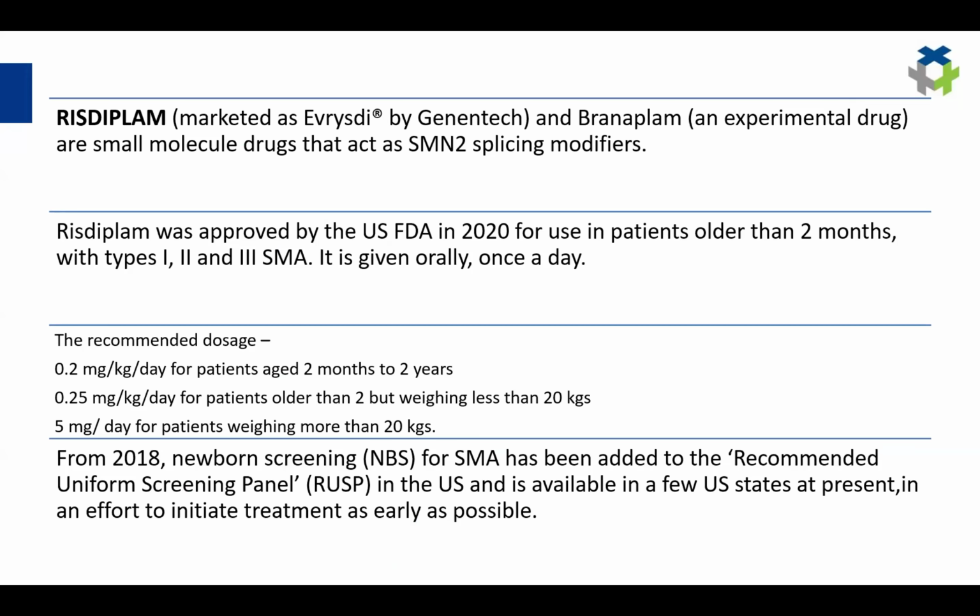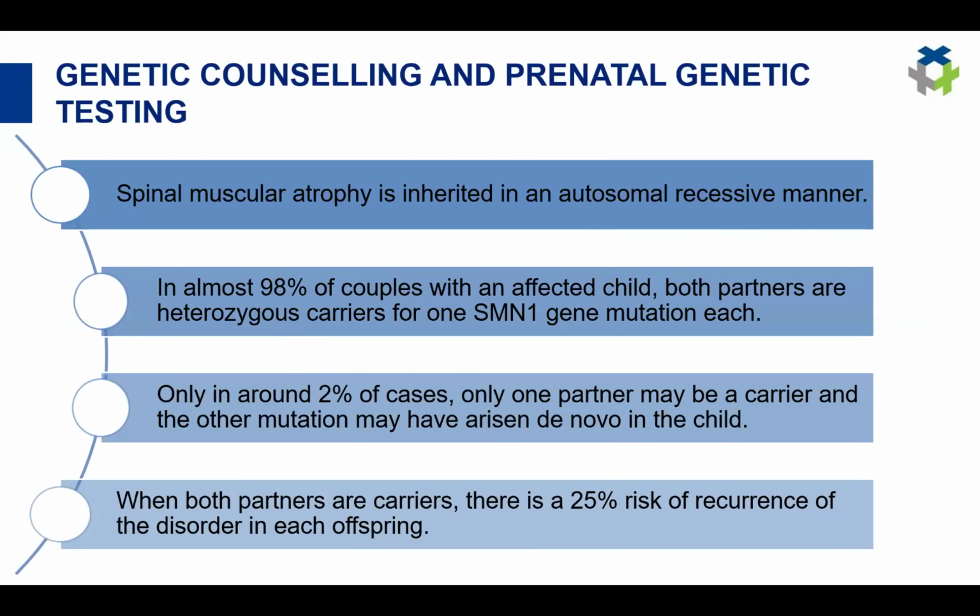So from 2018, newborn screening for SMA has been added to the recommended uniform screening panel in the US and is currently available in a few US states, in an effort to initiate treatment as early as possible. So genetic counseling and prenatal genetic testing are very important in case of an SMA child.